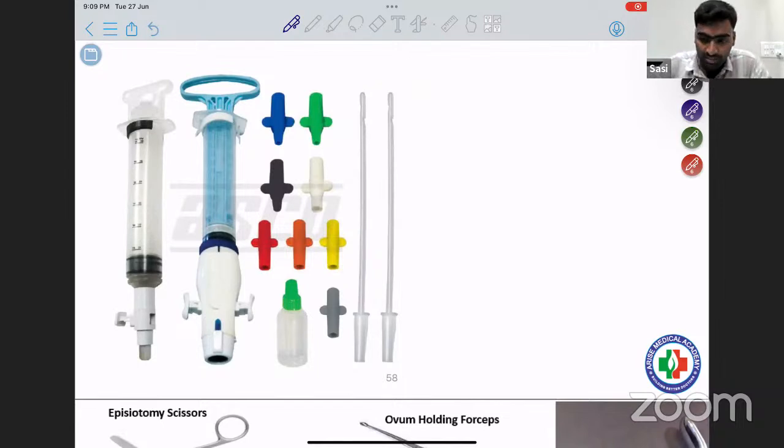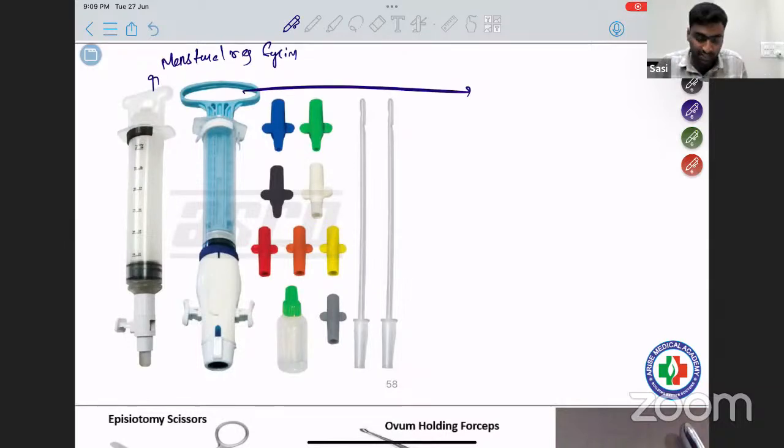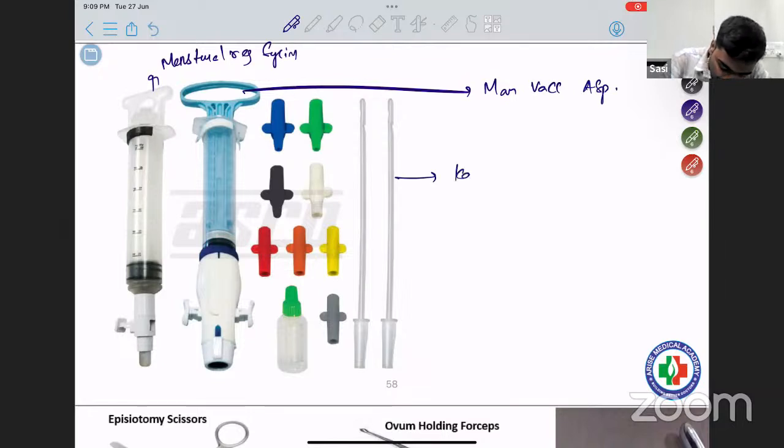Then we'll move on with some instruments. Fine. And this is how the menstrual regulation syringe looks like. First image. Next one, if you see, this is the manual vacuum aspirator. Fine. And this one is the Karman cannula. Fine. These are all used for the MTP procedures.